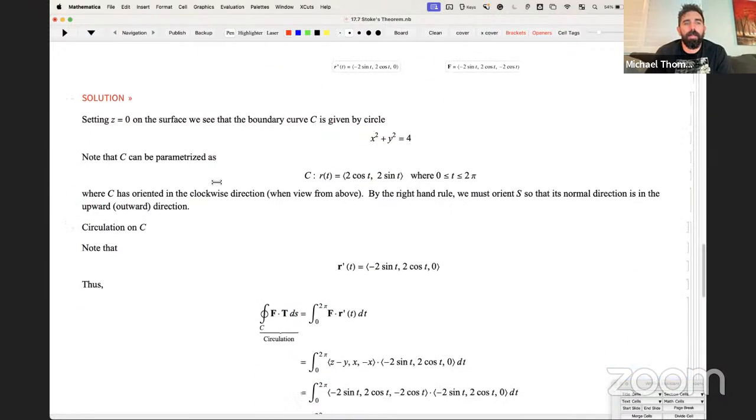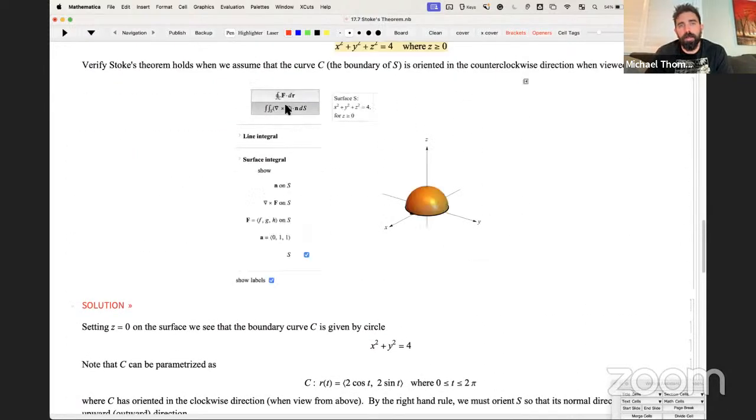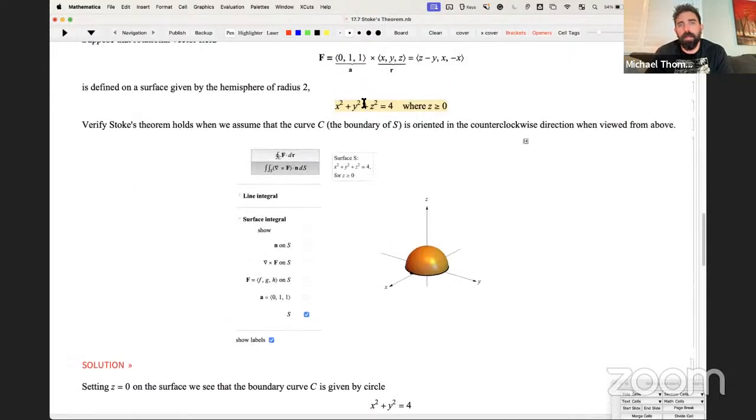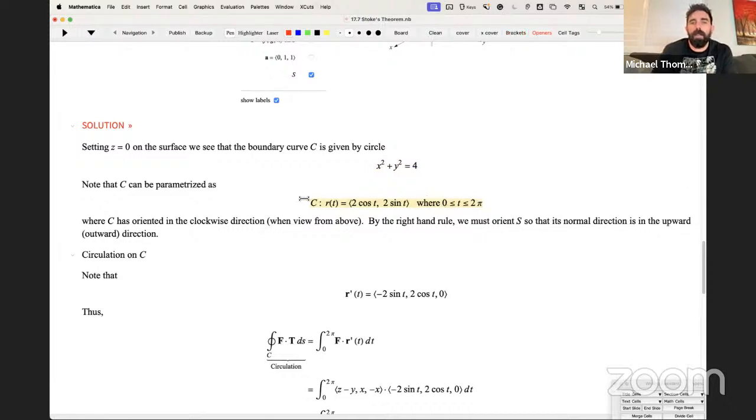So let's go ahead and do it. If we look at the curve in the floor here, the boundary of the given surface, we would just set z equal to 0, and that would give us the boundary curve in the floor, which is x squared plus y squared equals 4. So we need to parameterize this. We have to make sure it's parameterized in the counterclockwise direction when viewed from above, and this works, right? It's a pretty standard parameterization, one time around. And if you look at it from above, it'll be in the counterclockwise direction. It's consistent with the right-hand rule, so we're all good.